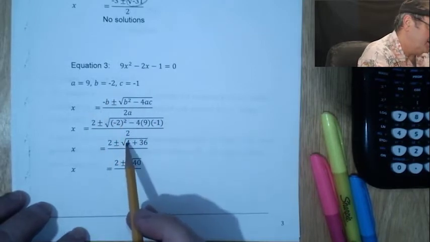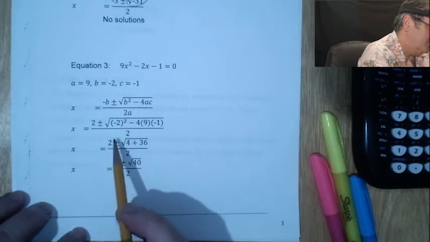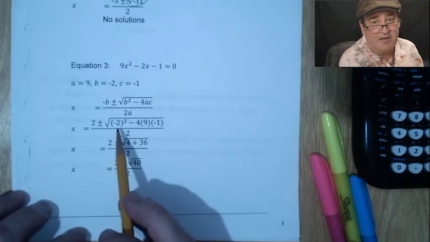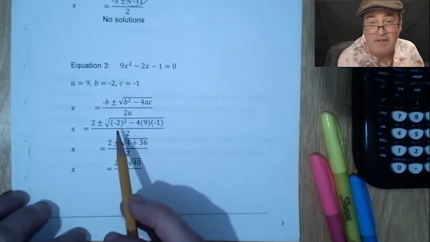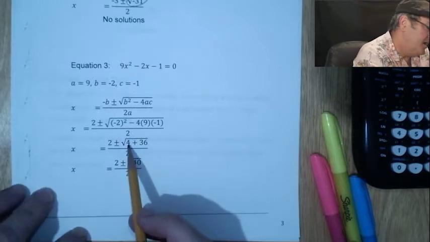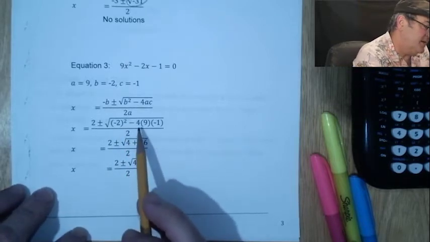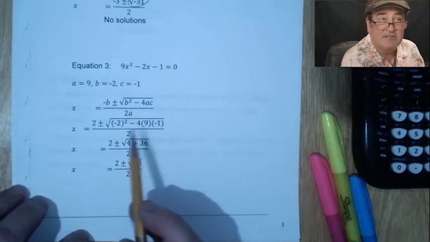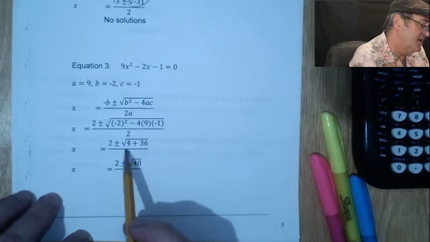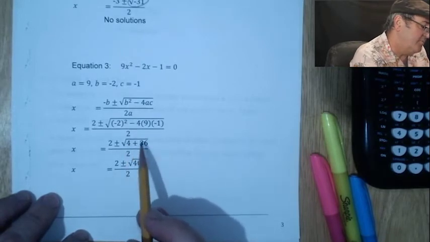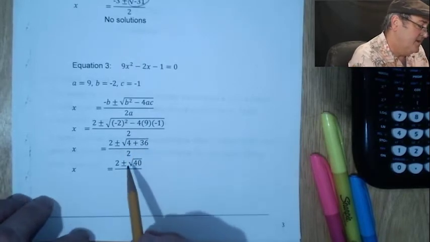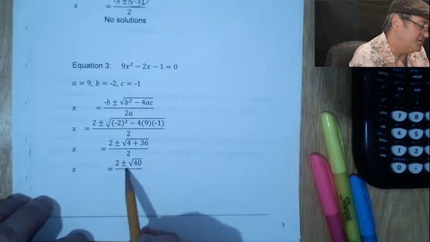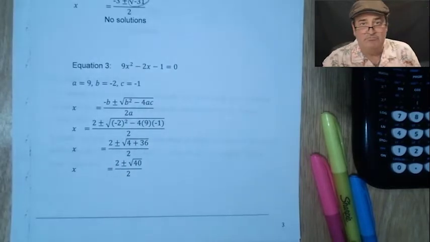So then they said 2 plus or minus, they said negative 2 squared is a positive 4. Okay, that's right. Negative 2 times negative 2. Plus 36. Well, they had minus a 4 times 9 is 36, times negative 1 is negative 36. So minus negative 36. So they said plus 36, divided by 2. So 4 plus 36 is 40. So they said the answer is 2 plus or minus the square root of 40, divided by 2.